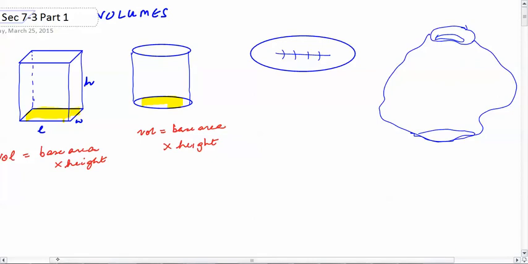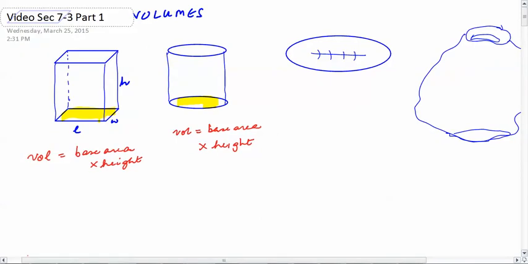Well, the easy volumes on the left-hand side were easy because of a characteristic that these two solids have. We say their cross sections are all the same. Now, what do I mean by cross sections? It's important that you understand that for this whole section.